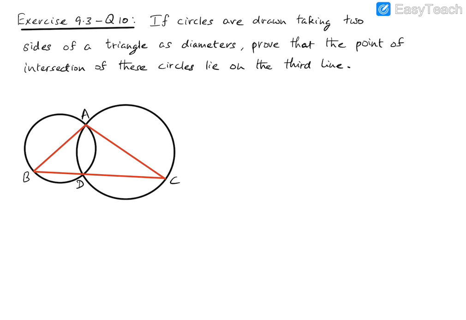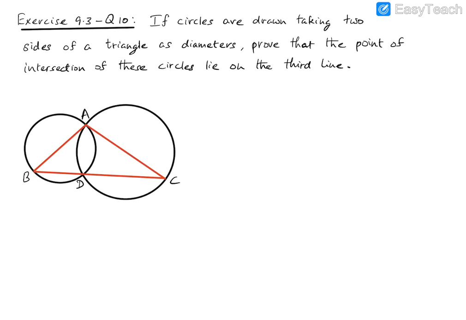And we are asked to prove that the point of intersection of these circles lies on the third line. So we are asked to prove that the point of intersection D here lies on the third line. So the third side of the triangle, which is BC, we have to show that the point of intersection of these circles, the point D, lies on the third side of the triangle. So the third side of the triangle is BC. Okay, so this again is quite a simple problem, given the fact that we have the lines AB and AC, the two sides of the triangle, as diameters of the circle.